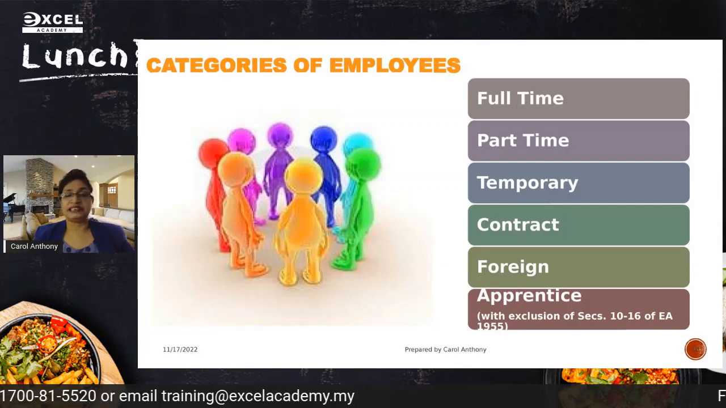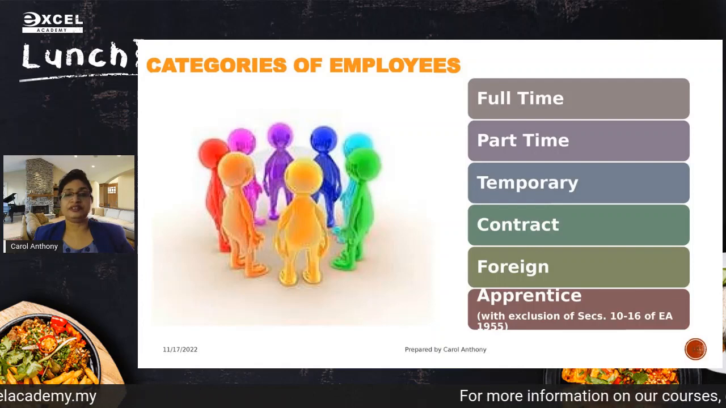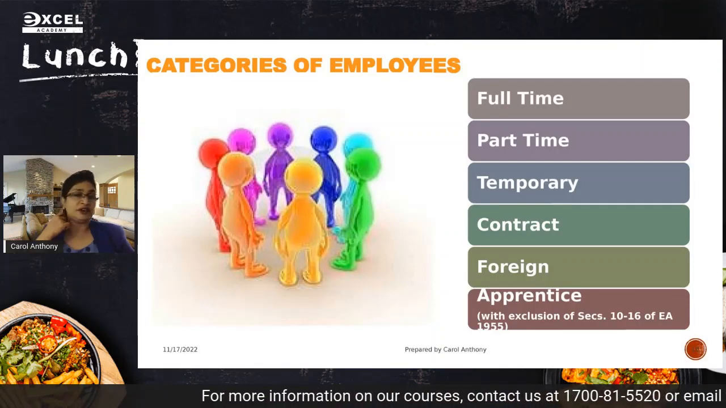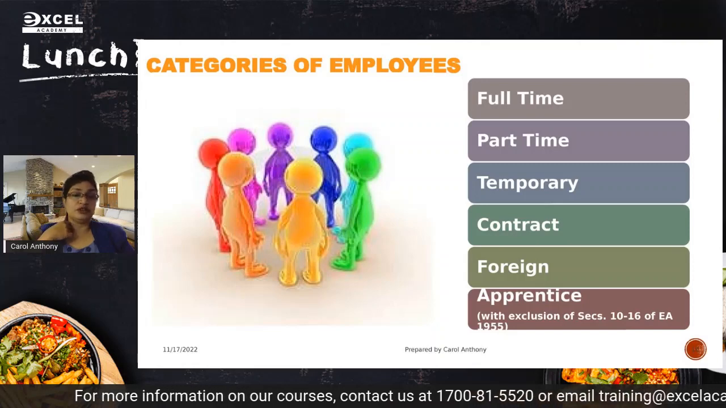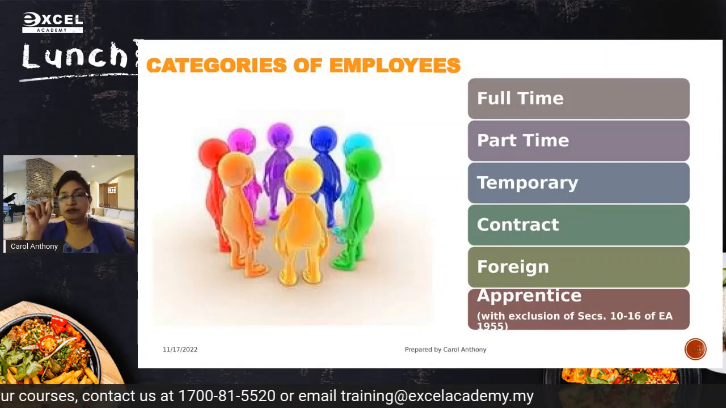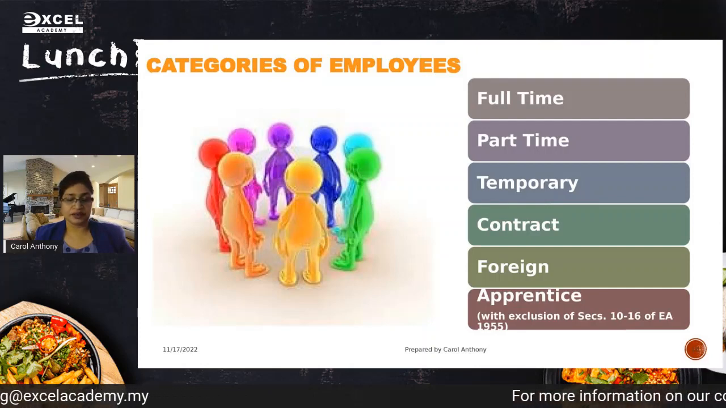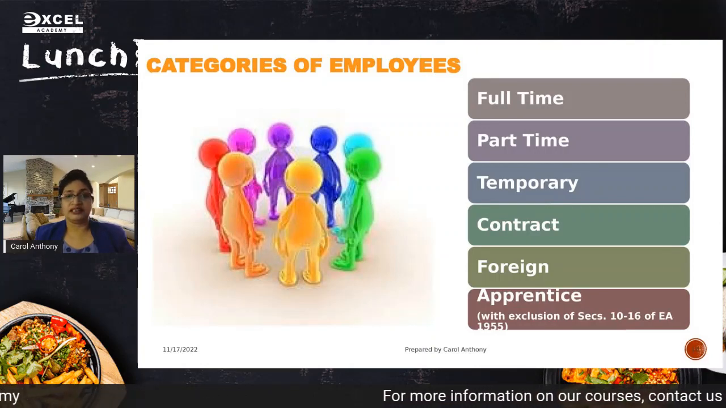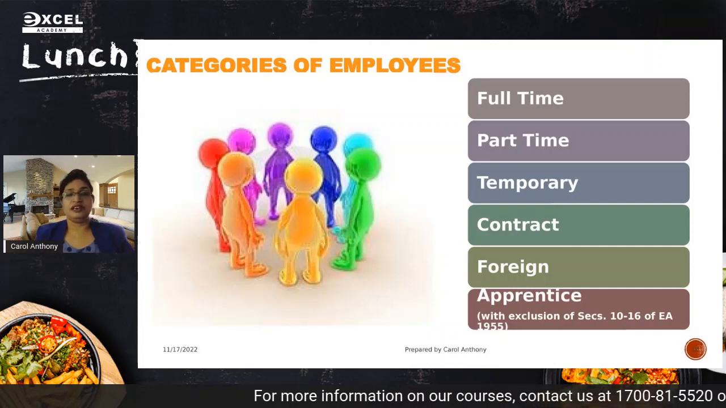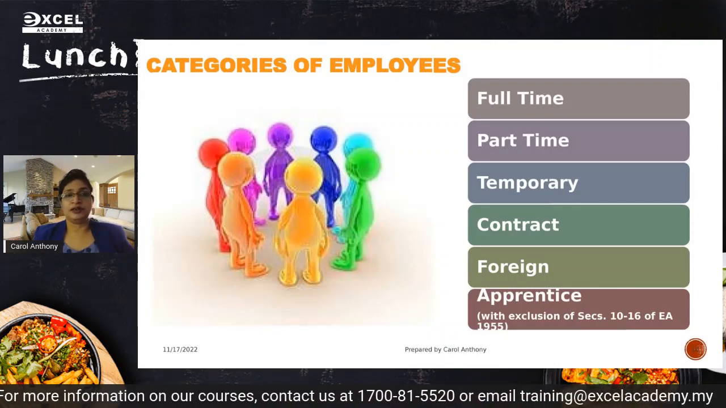There are some exclusions for apprentices. The exclusions are sections 10 to 16 of the EA. These sections are talking about the termination clause. So the termination clause does not apply to apprentices. And one of the clauses in section 16 is on estate workers. Estate workers, of course, we exclude from this definition of apprentice. All right, let's move on.